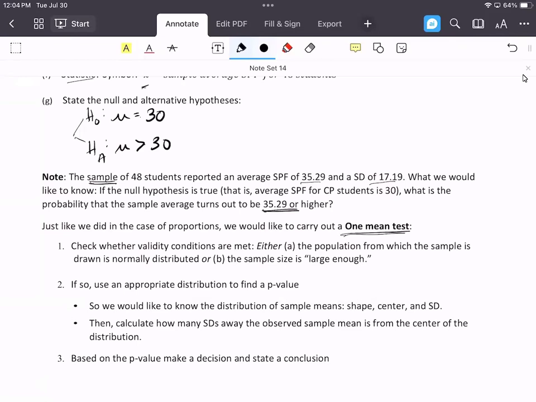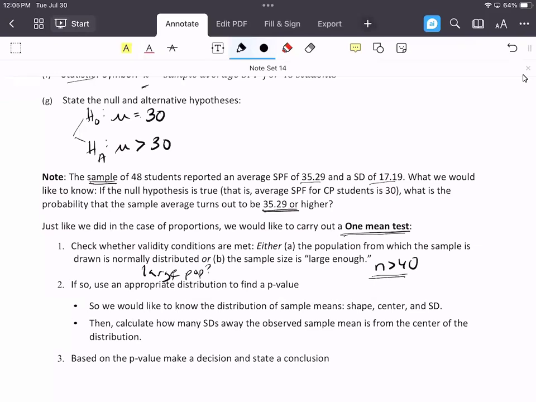We're going to check whether the validity conditions are met. Either the population from which the sample is drawn is normally distributed, or the sample size is large enough. And remember, large enough is going to be greater than 40. And we have that here. We have n equals 48, so looking pretty good. Do we have a large population? That's the other thing that we should check. And we have more than 48 times 10. There are more than 480 Cal Poly students. That's true. So we're looking good.